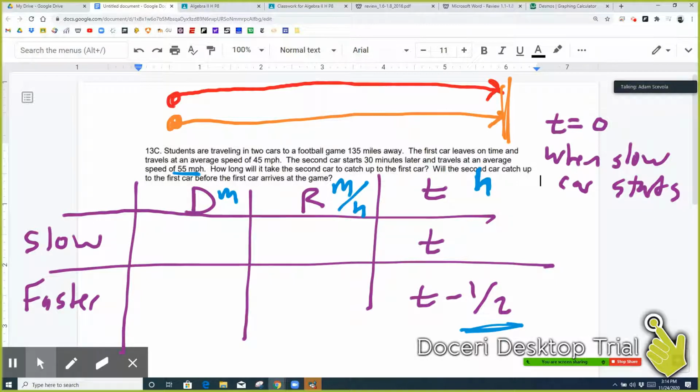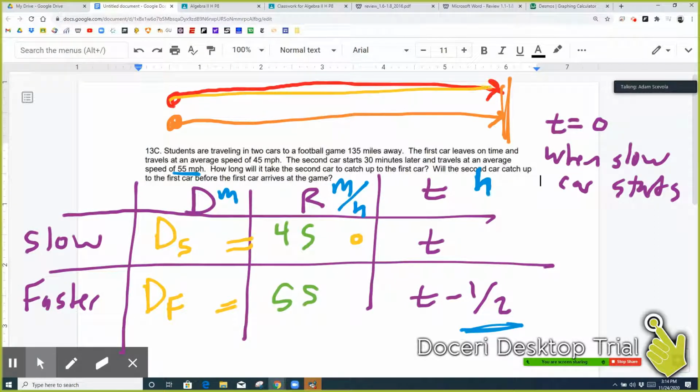So the rates are, the slower car is going 45 miles an hour, and the faster car is going 55 miles an hour. And we don't know the distance of these cars, but we'll call them ds for the distance of the slower car and df for the distance of the faster car. We want to know when their distances will be equal, because when their distances are equal, that means they are passing each other. They've traveled the same distance, they started from the same spot.